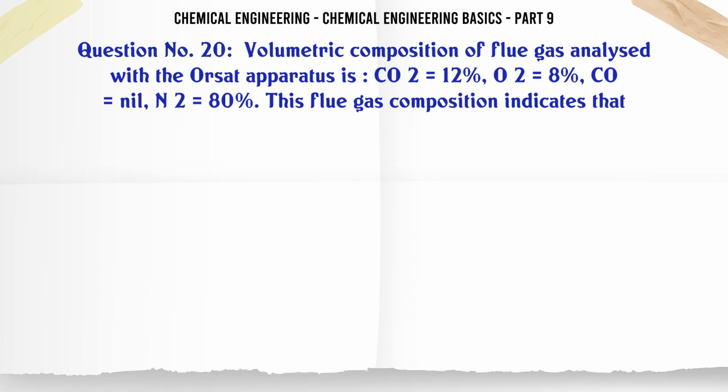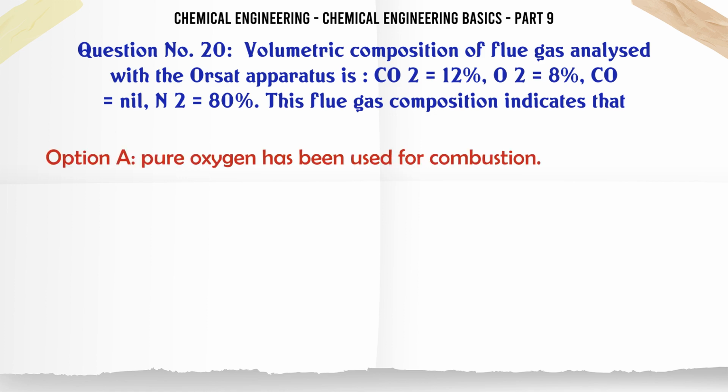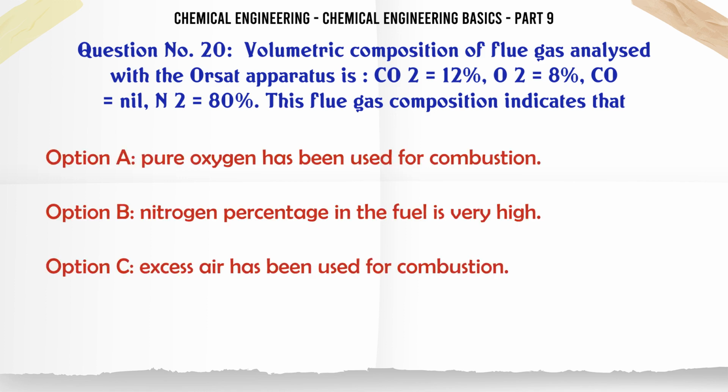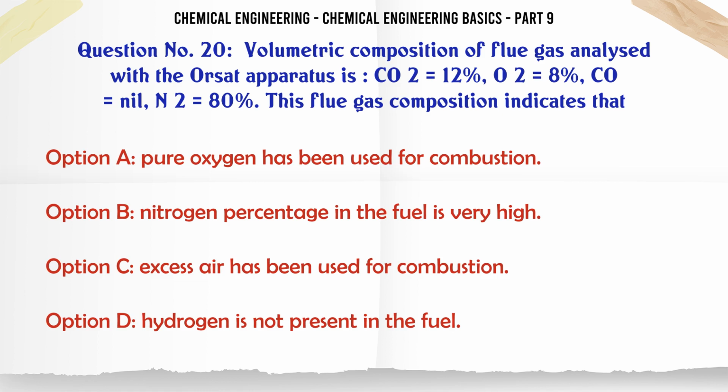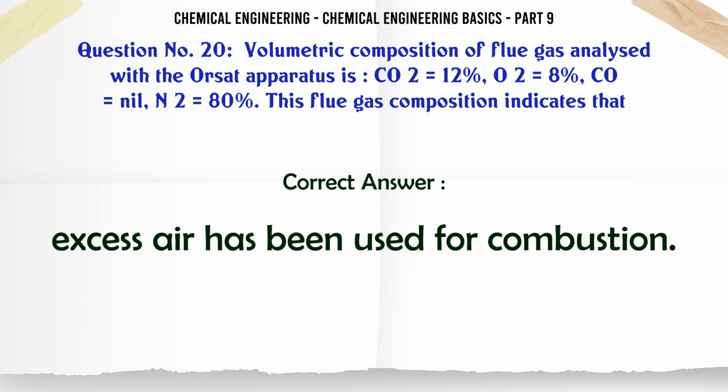Volumetric composition of flue gas analyzed with the Orsat apparatus is CO2 12, O2 8, N2 80. This flue gas composition indicates that: A. Pure oxygen has been used for combustion, B. Nitrogen percentage in the fuel is very high, C. Excess air has been used for combustion, D. Hydrogen is not present in the fuel. The correct answer is excess air has been used for combustion.